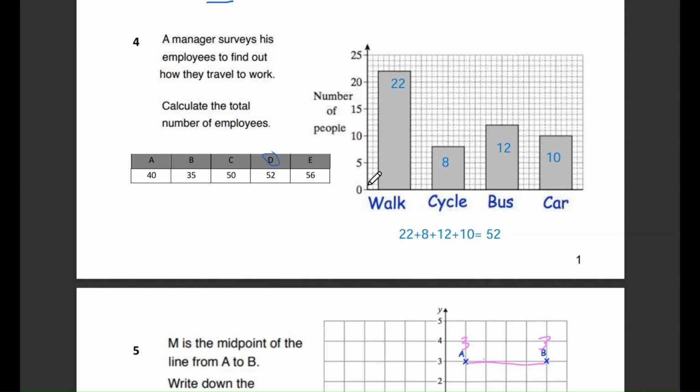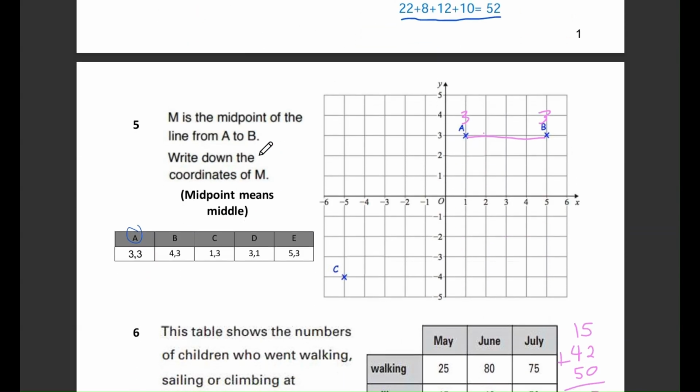To find the total, we simply need to add up all the employees who walk, cycle, take the bus, and drive based on the bar chart data. Doing so will add up to a total of 52. Therefore, the correct answer is D, 52 employees.